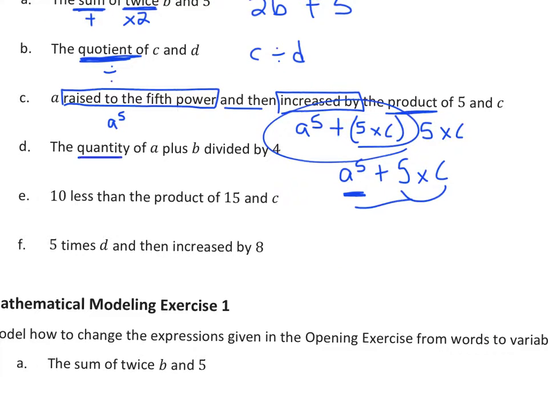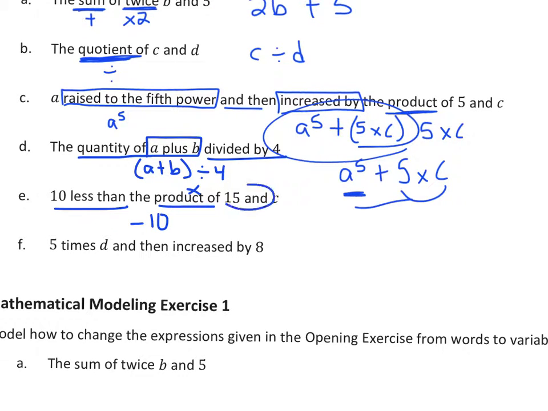All right, quantity of A plus B divided by 4. Right? Simple stuff. 10 less than the product of 15 and C. Technically, I don't need parentheses here because it would work using PEMDAS, but you could also do this. 5 times D, which of course I could just write 5D, and then increased by 8.